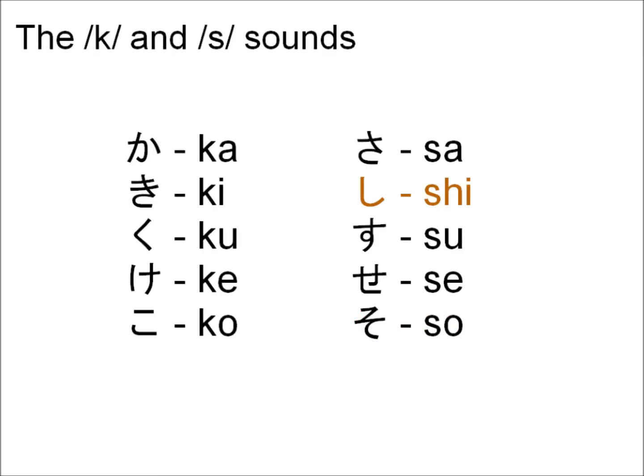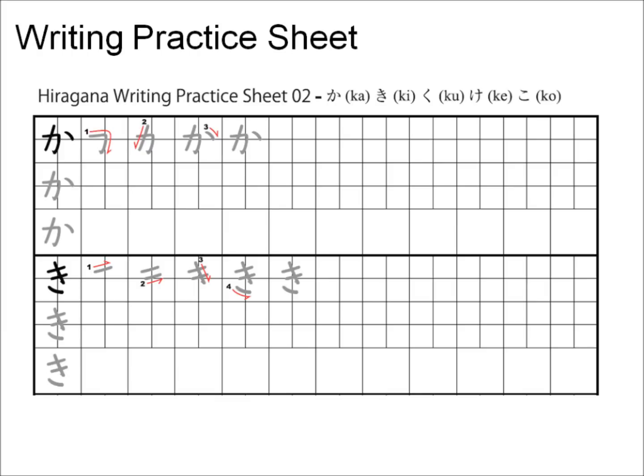Notice that shi is pronounced with an H sound instead of just si. If you haven't already downloaded and printed the practice sheet from the last lesson, you can find the link to the PDF on the description page. The characters for the K and S sounds are on the second and third page.